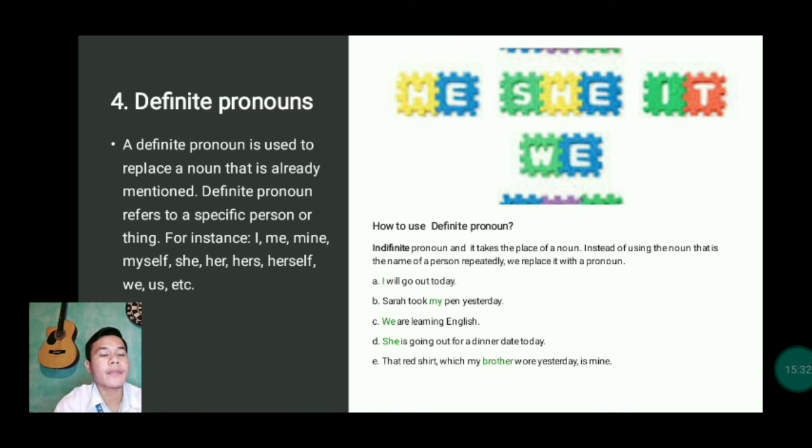So how to use definite pronouns, or what is the usage of definite pronouns? A definite pronoun takes the place of the noun. Instead of using the noun, that is the name of a person, repeatedly, we replace it with a pronoun. So first one is, I will go out today. Sarah took my pen yesterday. We are learning English. She is going out for a dinner date today. That red shirt which my brother wore yesterday is mine.